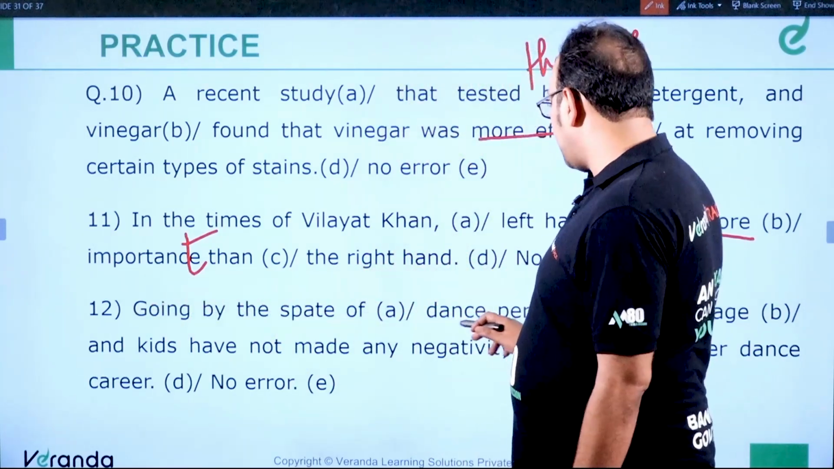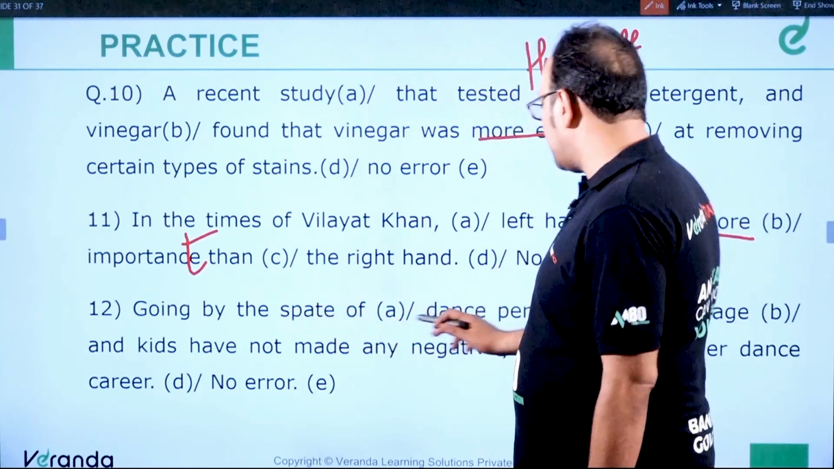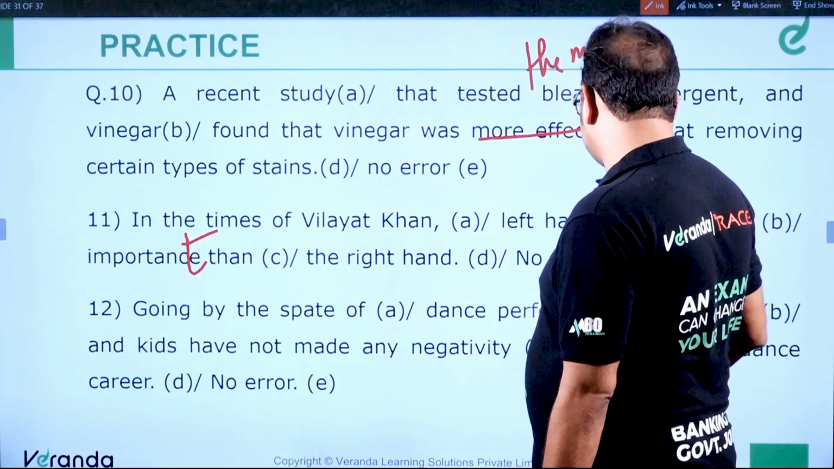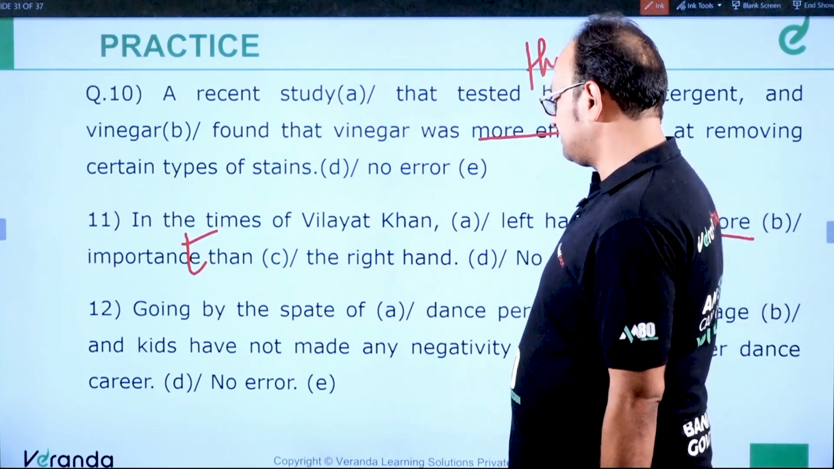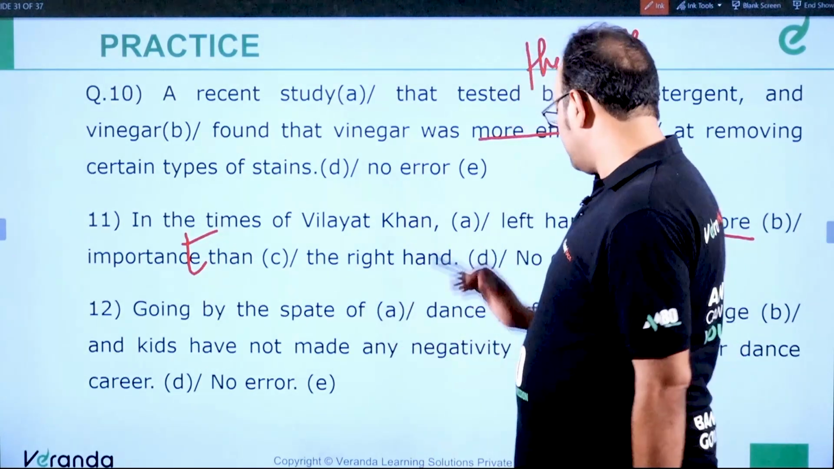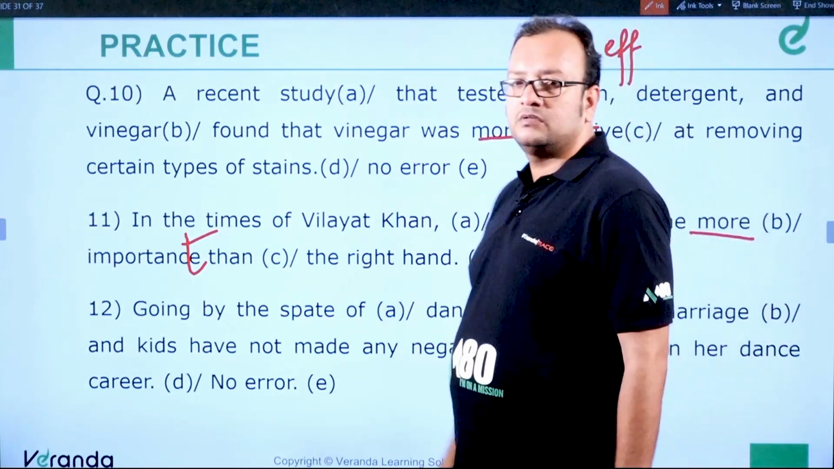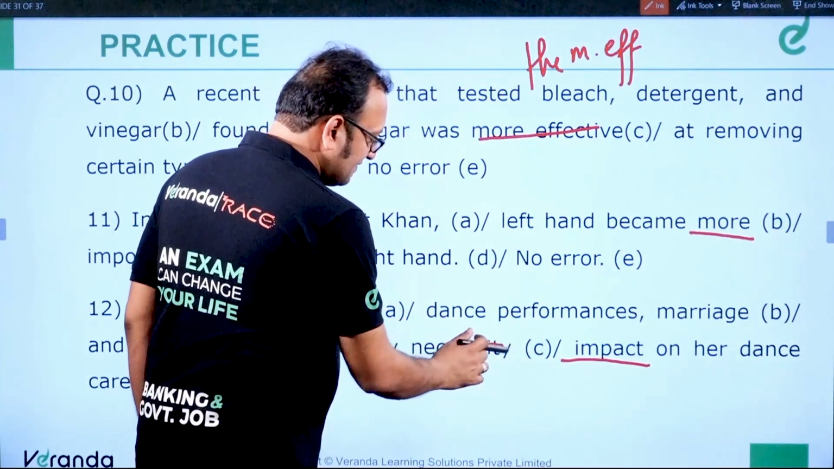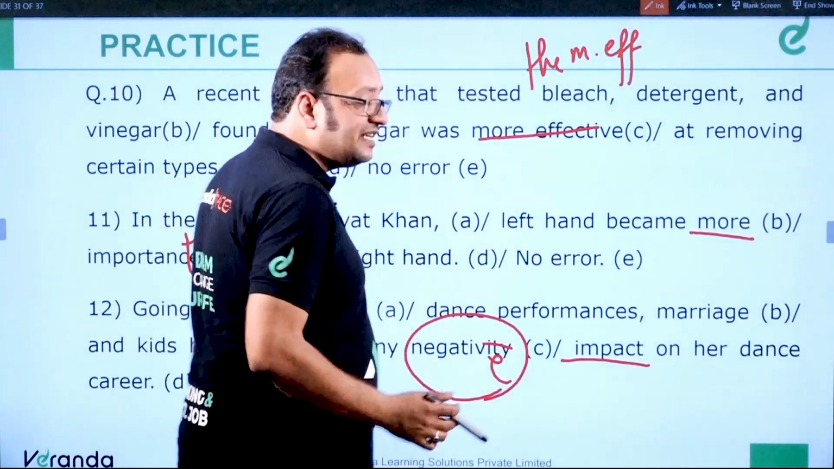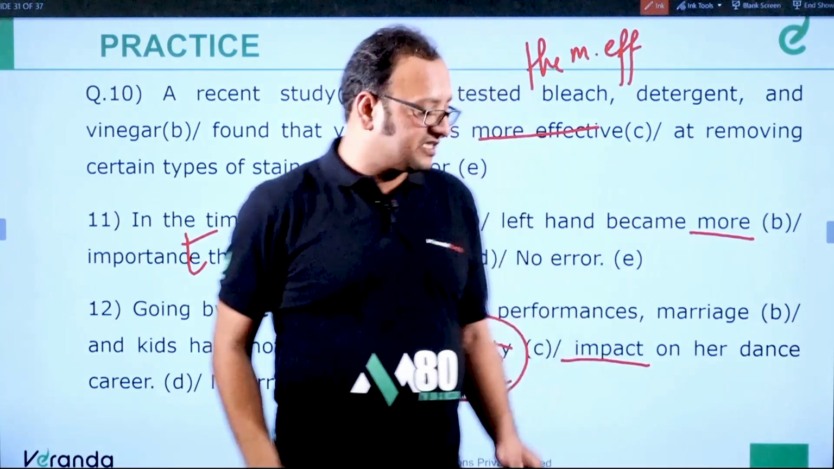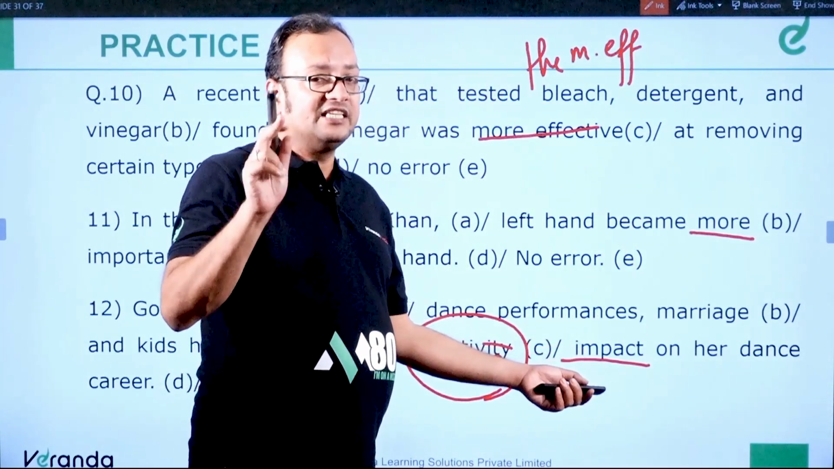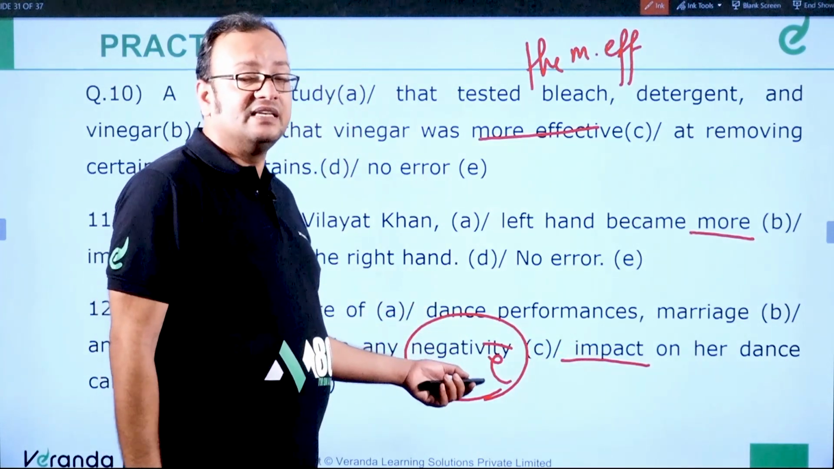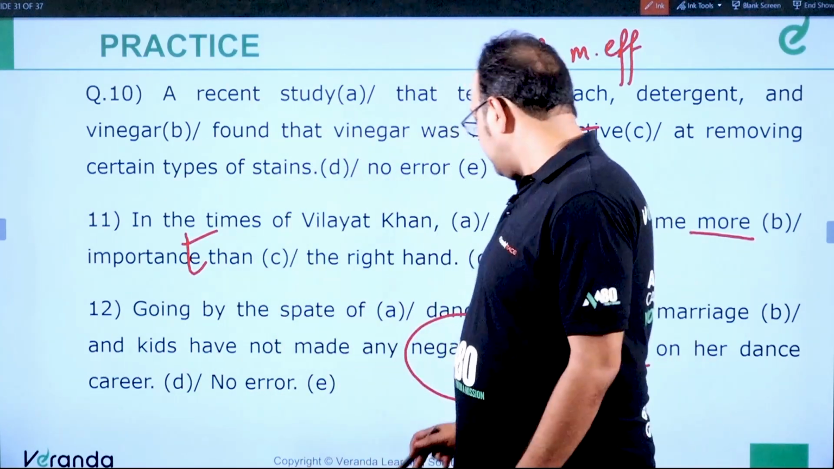12 number question. Going by the spate of dance performances, marriage and kids have not made any negativity impact on her dance career. This is absurd. Why? I'll tell you. Impact is a noun. So it should be preceded by a word called negative. It's an adjective, right? Negativity is a noun. So noun plus noun is not the correct structure. Attributively, remember, adjective used attributively. So impact is a noun. It should be preceded by negative impact. Clear? So error was in the part C.